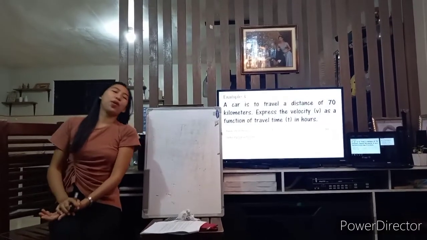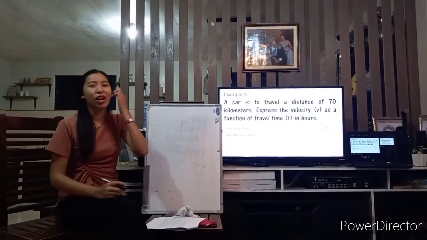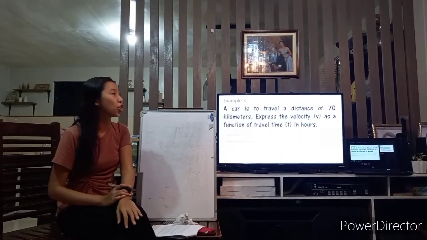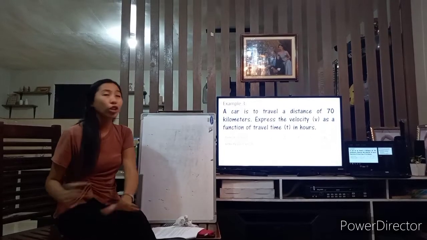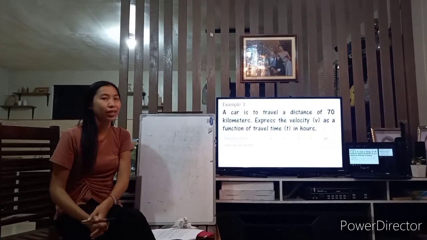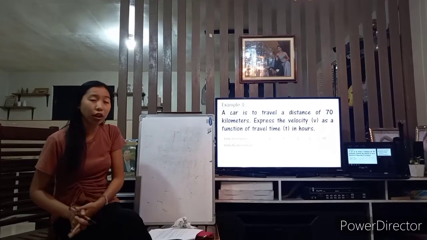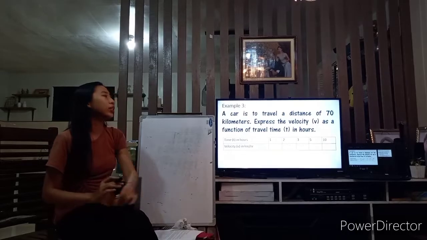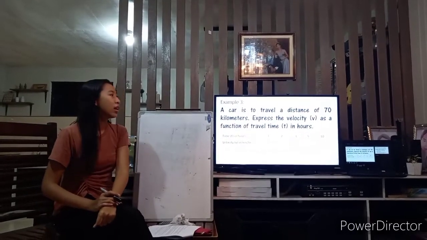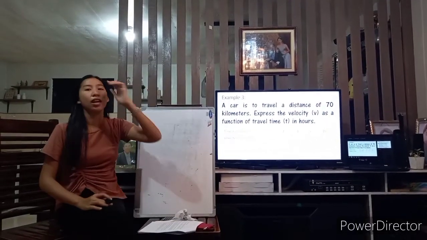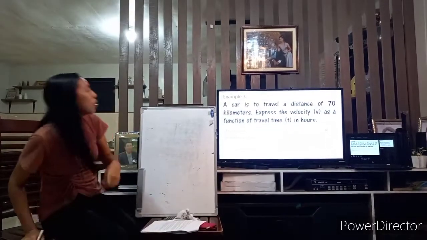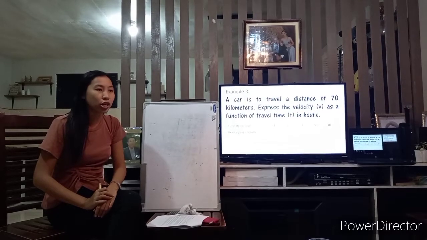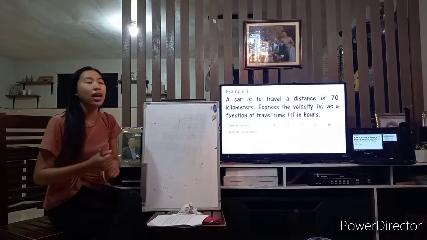Sige, let's proceed with the last example for rational function, which is about velocity. A car is to travel a distance of 70 kilometers. Express the velocity v as a function of travel time t in hours. We all know that velocity is the relationship between distance and time.